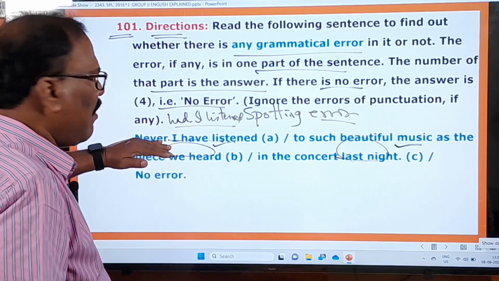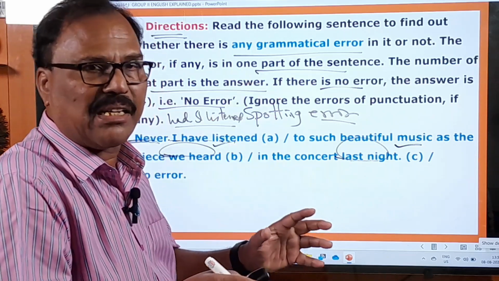Never is used at the beginning of the statement only for emphasis sake.